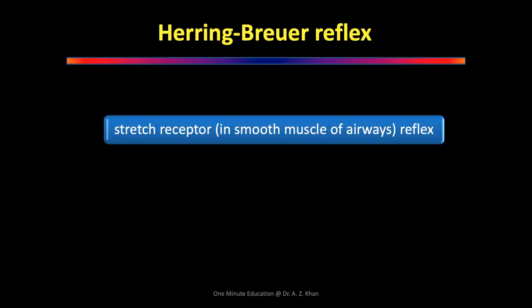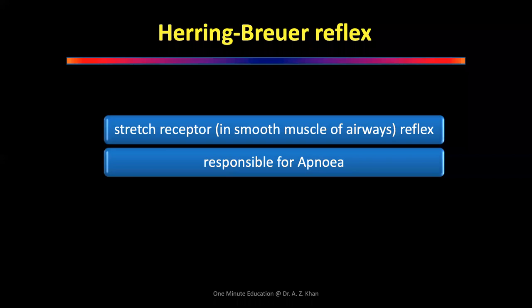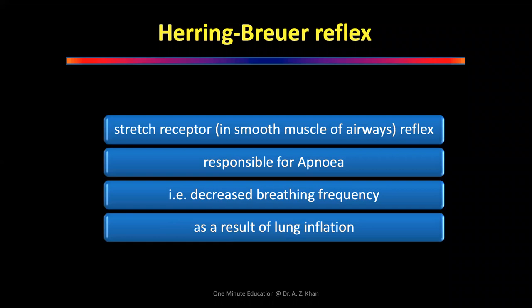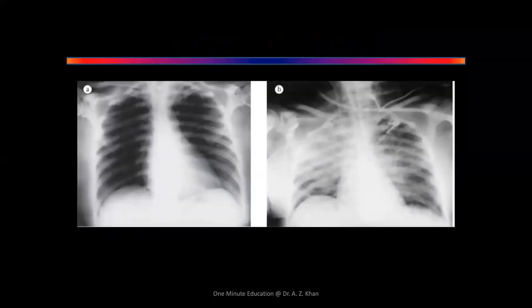Muscle of the airways. It's responsible for apnea. So it decreases breathing frequency as a result of lung inflation. I think somebody asked this. I think Rohit Kumar asked this question earlier. In the lung transplant. Yeah, in the lung transplant thing, I think. So Hering-Breuer reflex is, that's why I put it in there for you guys, because he asked this question. So it is a reflex apnea due to lung inflation.